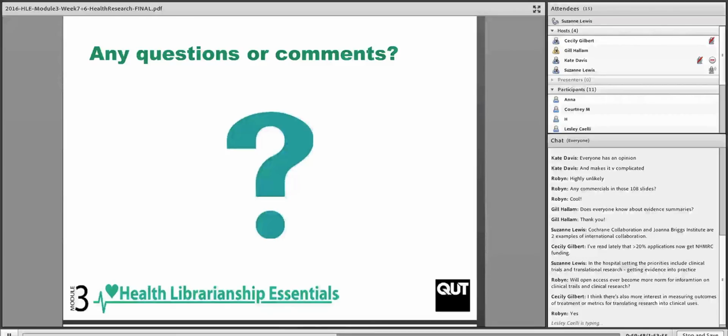And I think the NHMRC either has or is about to mandate that if your research is publicly funded, or a percentage of it is publicly funded, you have to make your research available either through open access or through sharing data sets. I'd have to go back and check that, but I think that's the case.